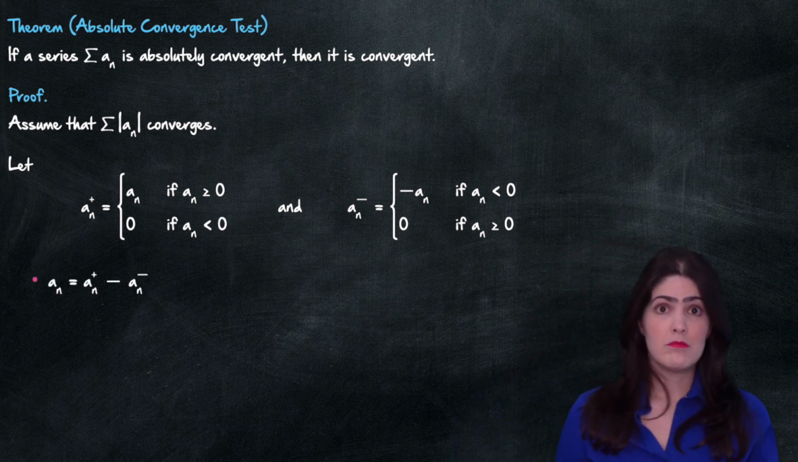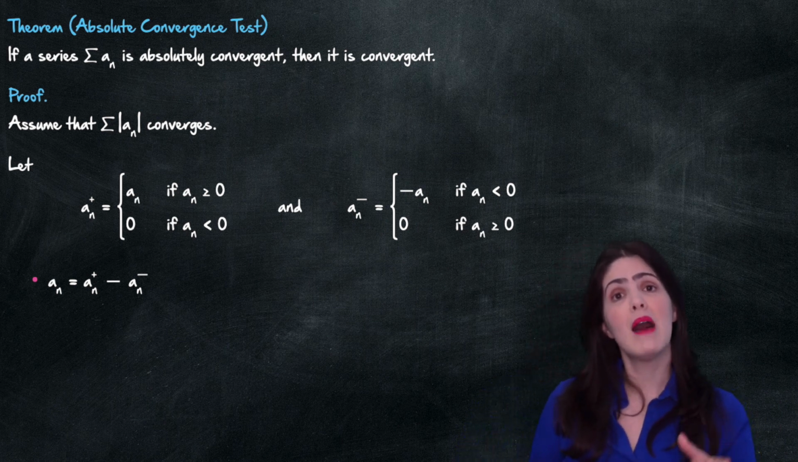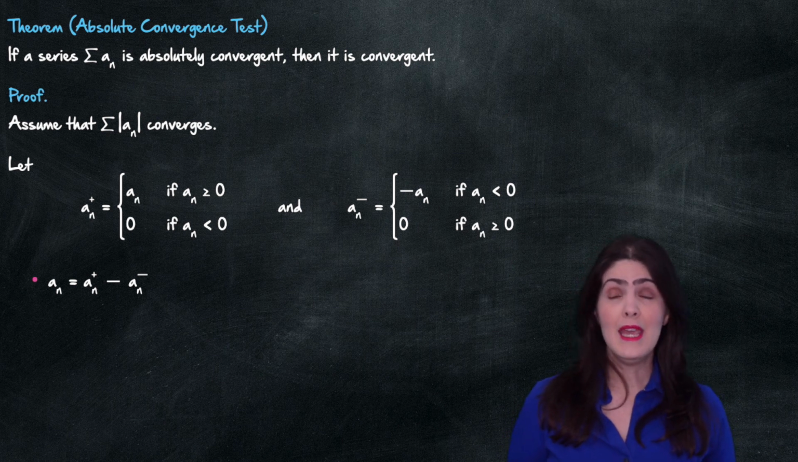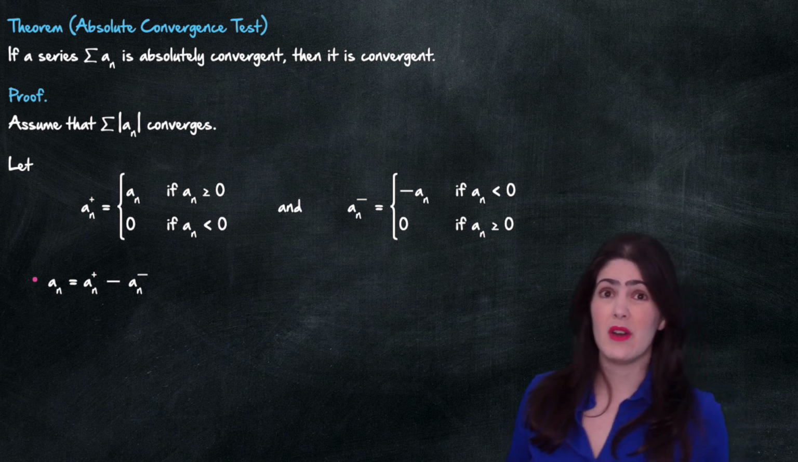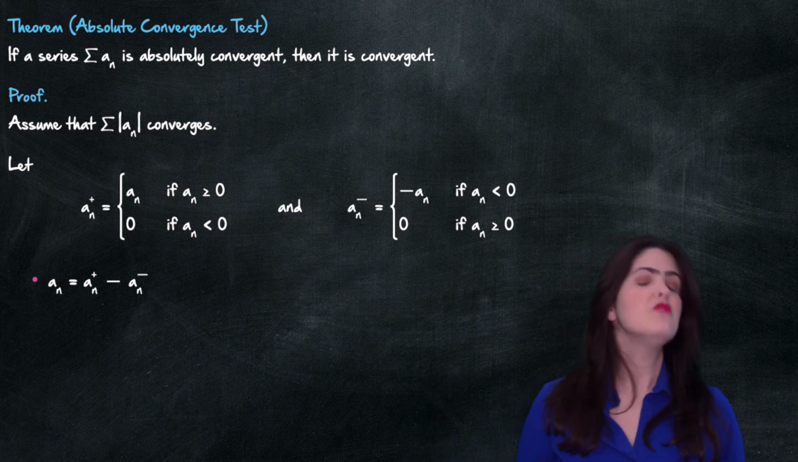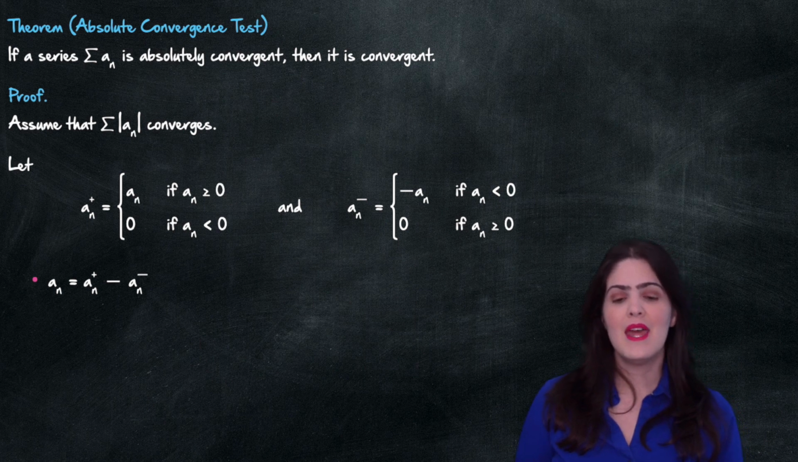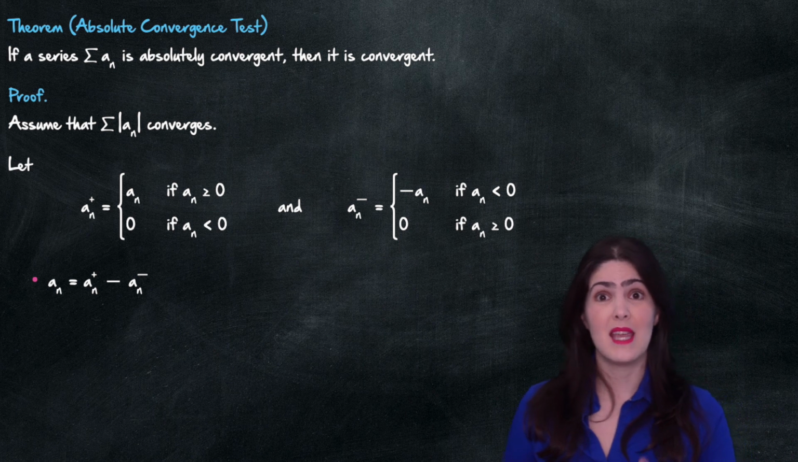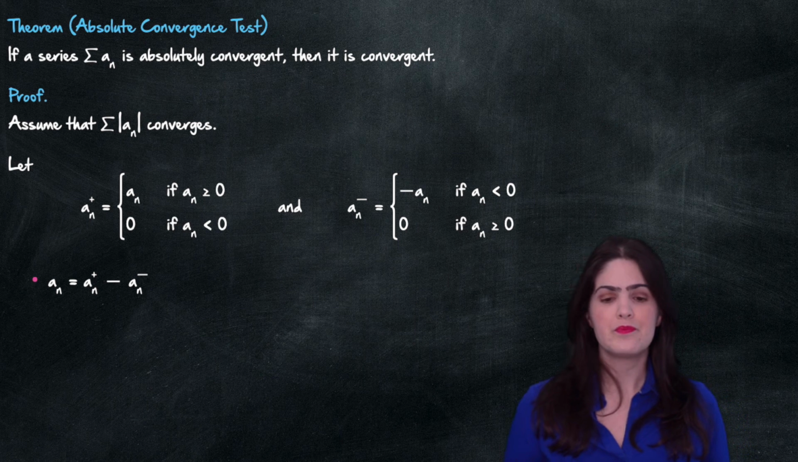And, well, we need to try to understand this a bit more. Any term in my sequence a_n can be written as a_n plus minus a_n minus. And why is this? Well, let's see. If a_n is positive, then a_n plus is just equal to a_n. But a_n minus is 0. So we're good. If a_n is negative, a_n plus is 0. And then a_n minus is negative a_n. So we have minus minus a_n, which is a_n. So good. That is perfect.